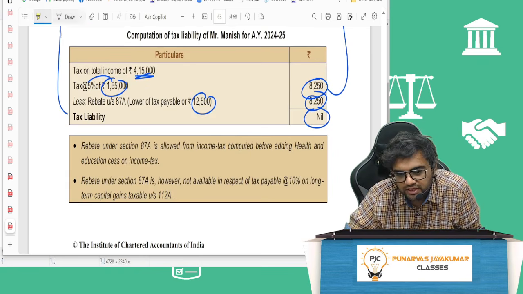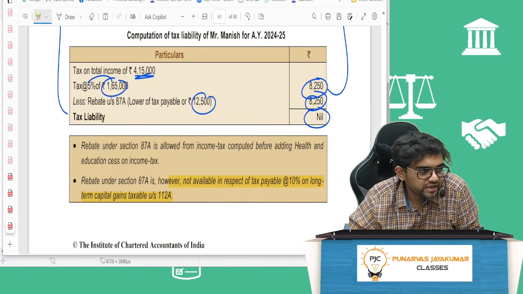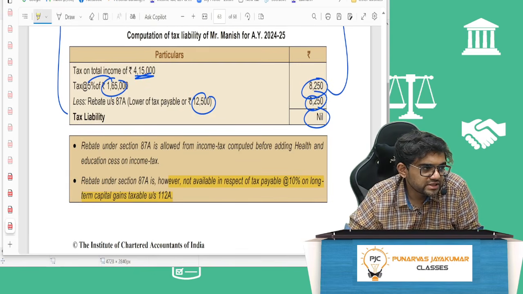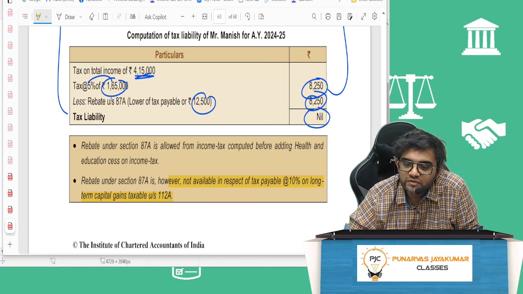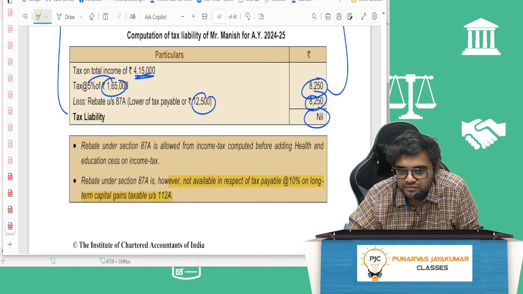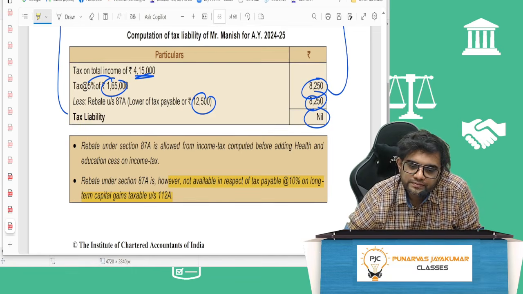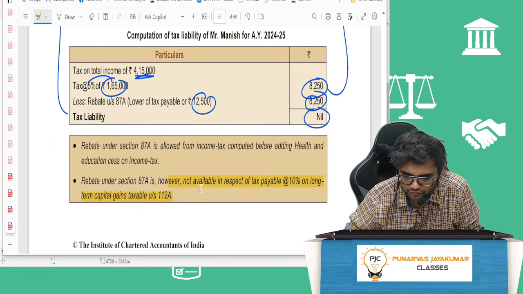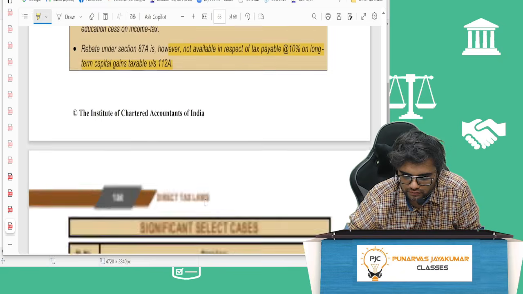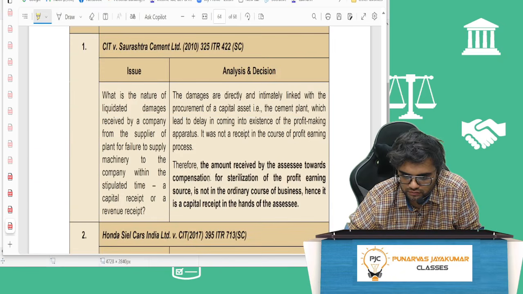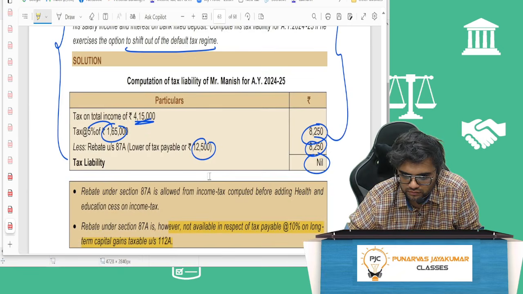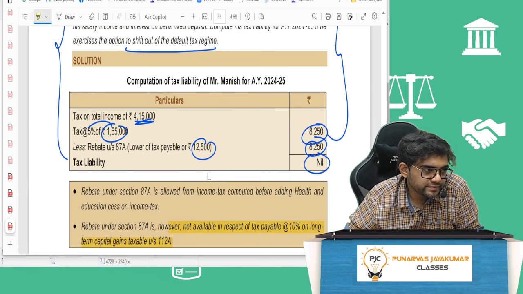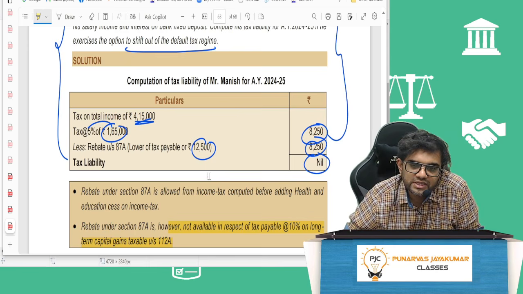Rebate under 87A and all you will not get for LTCG, guys. You will only get it for other income before LTCG. For LTCG and all you will not get rebate because it's all a lower tax rate anyway. 10% concessional tax they are charging. How can you ask for rebate? Yes, correct. Cess calculation should always be later. That 4% cess calculation is later.